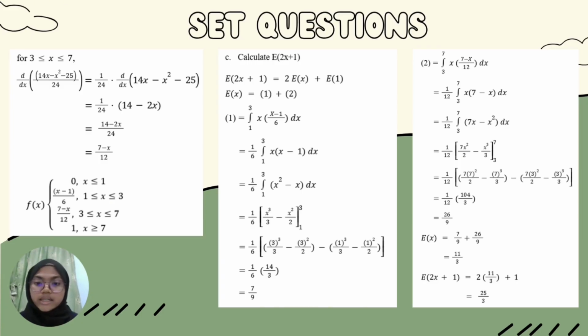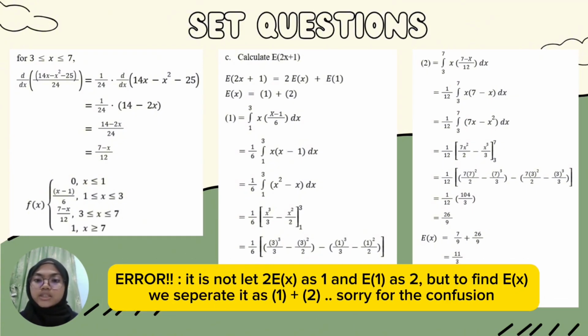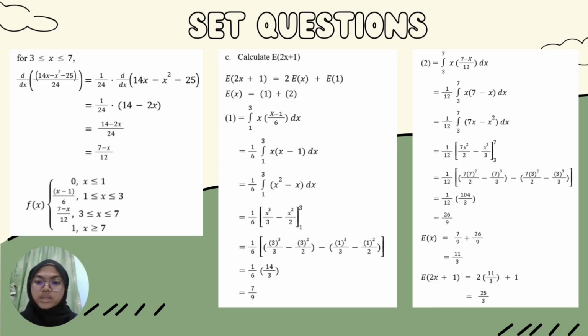Next question, to calculate the expected value of 2X plus 1, we must separate it into 2E(X) plus E(1), and let 2E(X) be part 1 and E(1) be part 2. For the first one, we integrate from limit 1 to 3 of x times (x minus 1) over 6, and we get the answer 7 over 9. For the second, we integrate from limit 3 to 7 of x times (7 minus x) over 12, and the answer we get is 26 over 9.